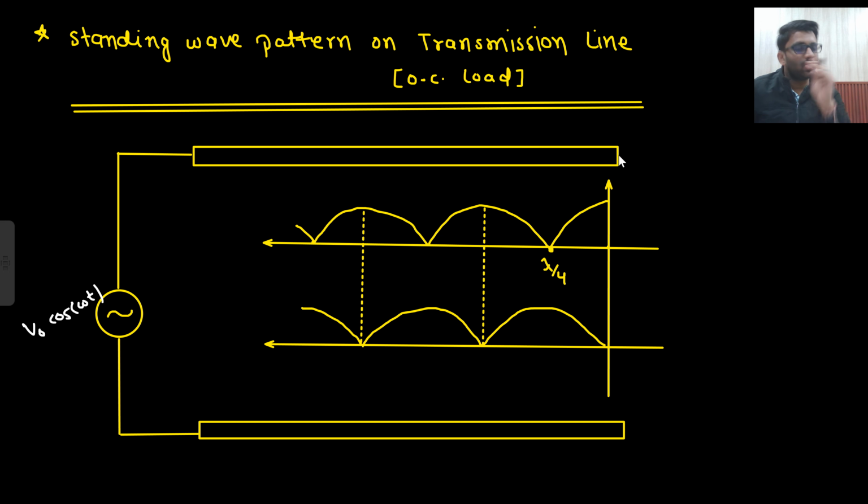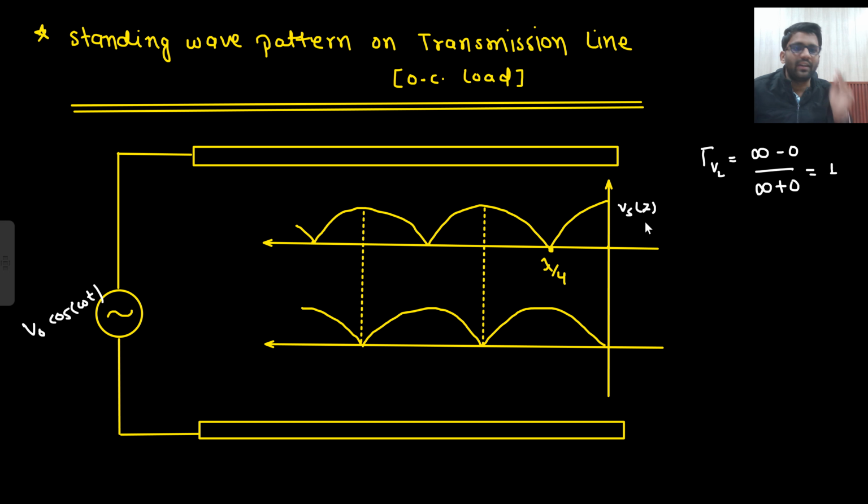This transmission line is open circuited, like there is no load. So what will be your voltage reflection coefficient at the load? That will be ZL minus Z naught, upon ZL plus Z naught. So that would be 1. So at the load you will get maxima. Which maxima? Voltage maxima you will get.